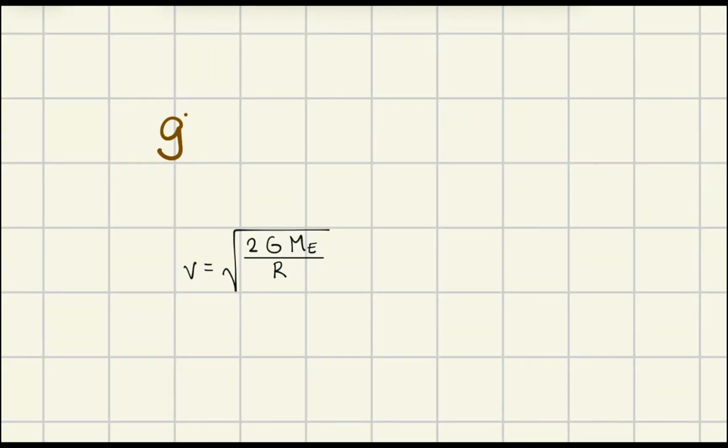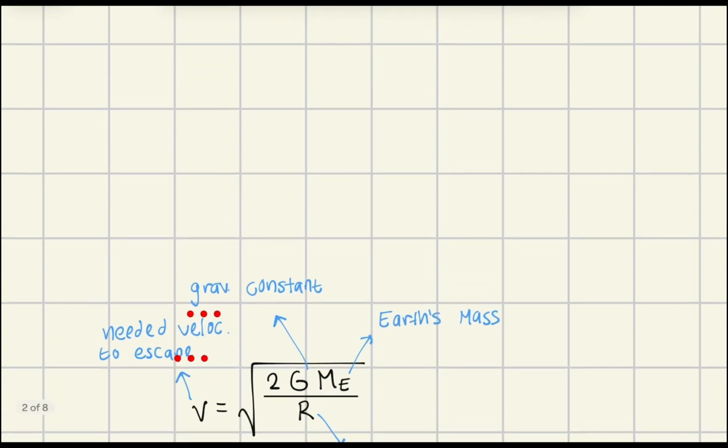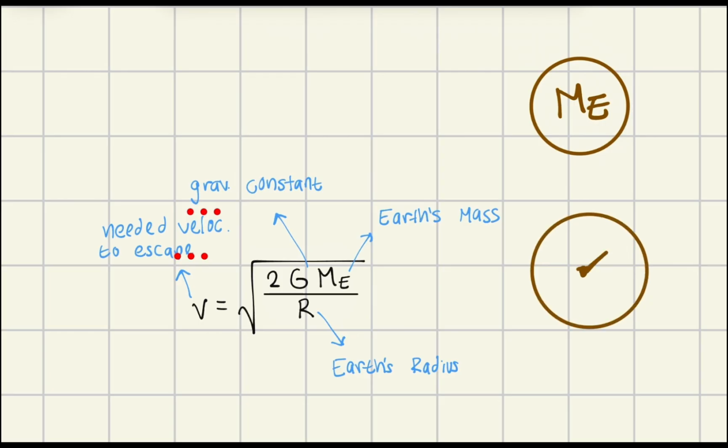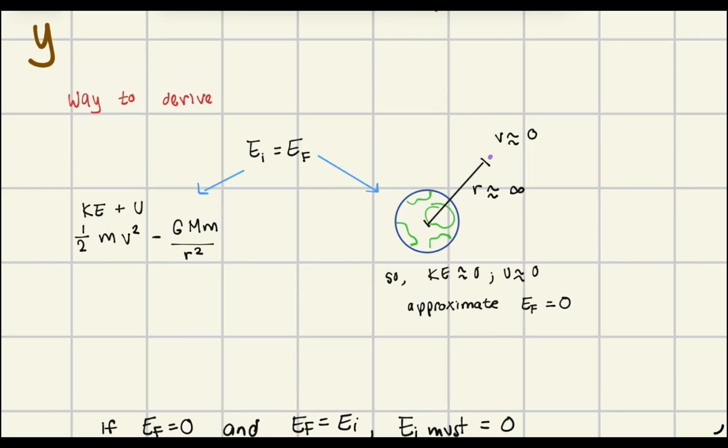Now let's look at the formula. We're given v equals the square root of 2GM_E over R. As it tells us, v is the escape velocity, G is the universal gravitational constant, M is the Earth's mass, and R is the distance between the object and the center of mass of the Earth, which in this case is the Earth's radius.